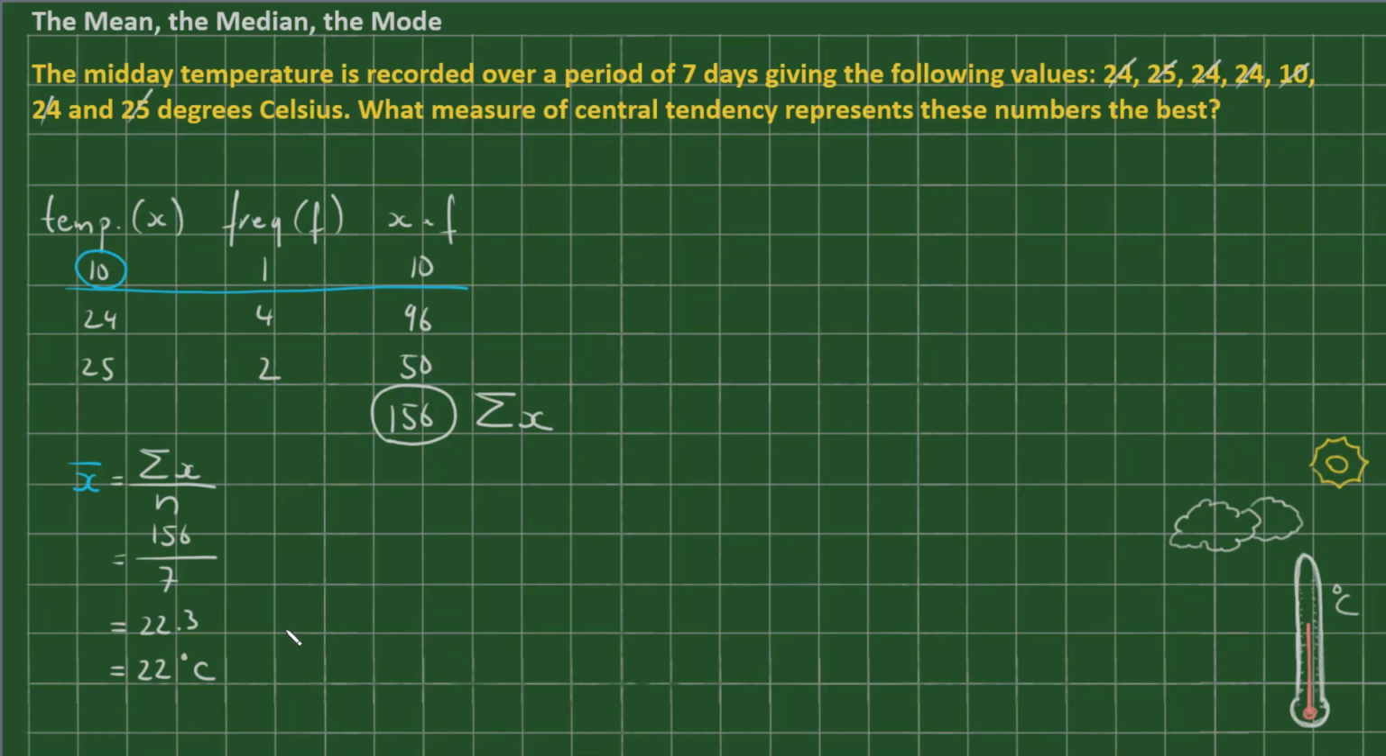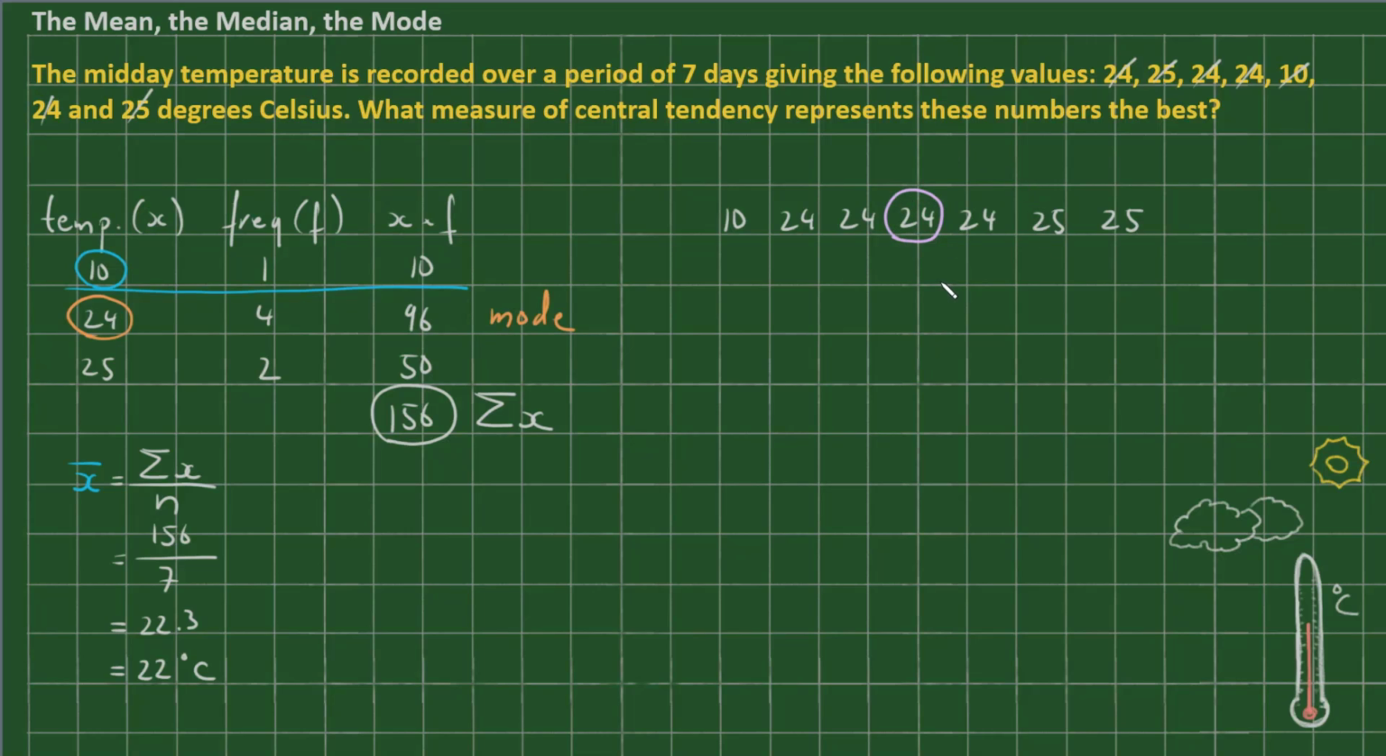The mode is the temperature that occurs most frequently. In this particular case, that is 24. It occurs 4 times. What about the median? Well, in order to figure that out, I need to list my temperatures in ascending order. So let me do that quickly. I have 7 values, so the median temperature can be determined by inspection alone. It is this value in the middle here.